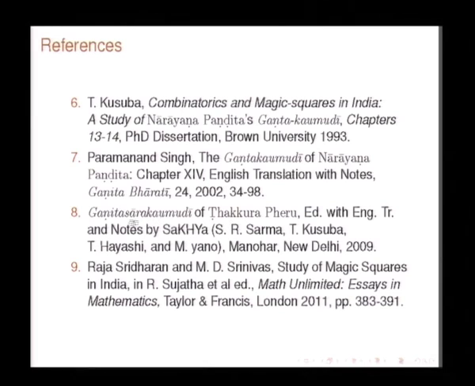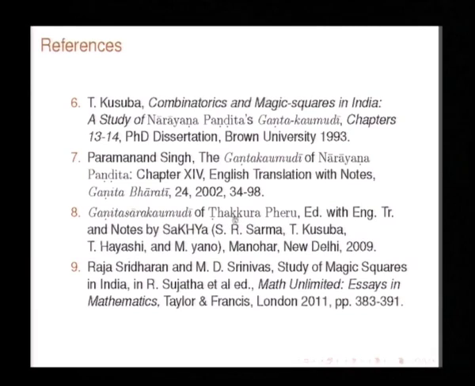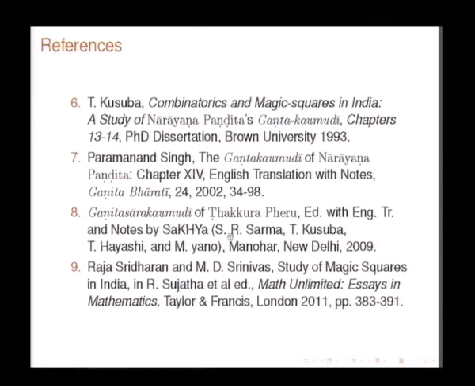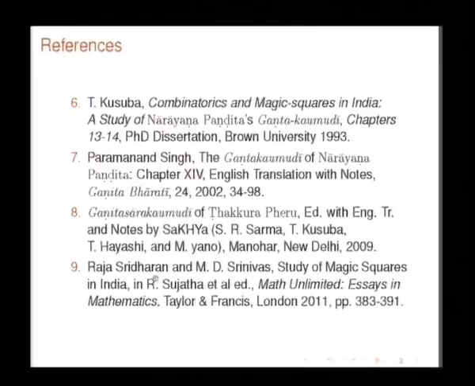This book Ganita Sara Kaumudi also has a small section, though it does not deal with it in great detail, and it does not discuss pan diagonal magic square, but it has a brief discussion on magic squares. And Thakkara Peru, this is the earliest text that we have, and if you note, Sakhya refers to Sharma, Kusuba, Hayashi and Yano. So, all four are friends, okay. They have coined a nice term. The first two letters Sakhya, and Professor Srinivas and Raja Sridharan had also authored an article on this.